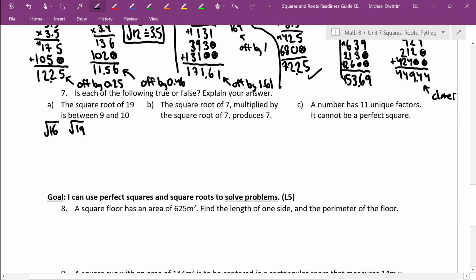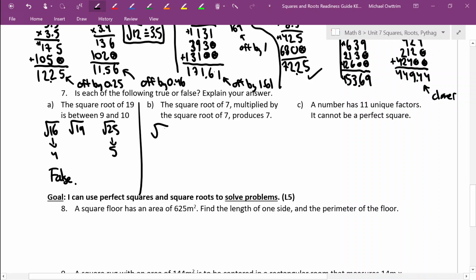Well, square root 19 will be between square root 16 and square root 25. Square root 16 is 4, and square root 25 is 5, so that is going to be false. It should be between 4 and 5, not 9 and 10. The misconception that one's getting at is that people think a square root is dividing by 2, and that is obviously incorrect. That's not what a square root means, so that one there is false.